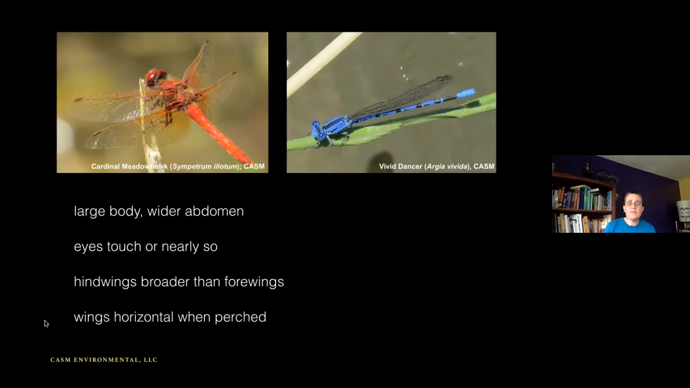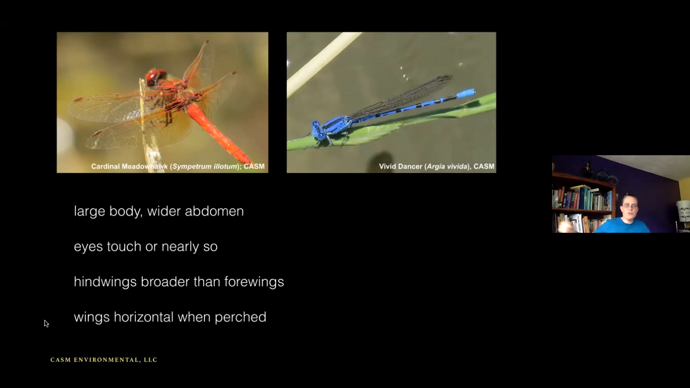So dragonflies and damselflies are both in the order Odonata, right? And there are two different suborders. The name of the suborder for dragonflies is Anisoptera, and if you break that word down, it means unequal wings. That is reflected in the fact that dragonfly hind wings are broader than the forewings. And the other thing is that when they perch, pretty much the way you see that meadowhawk, the wings are held parallel to the substrate, out horizontally.